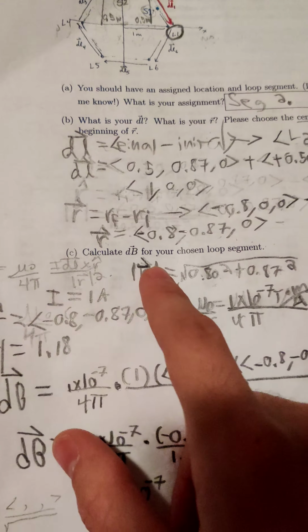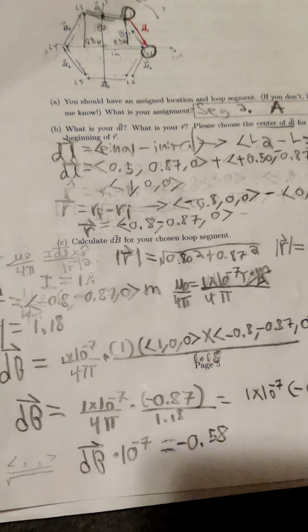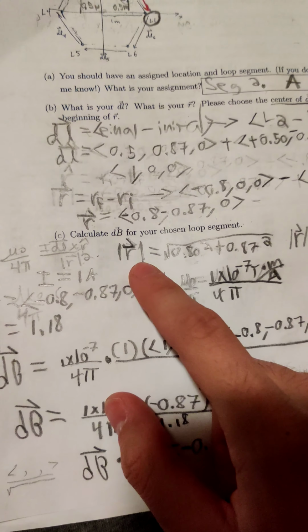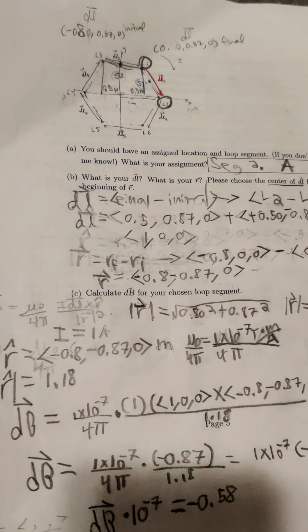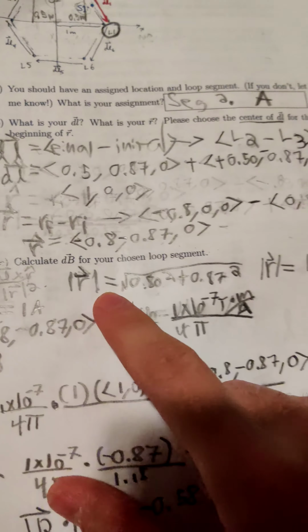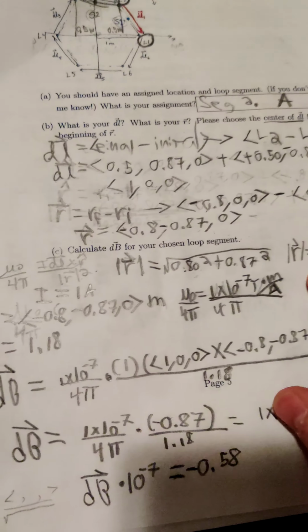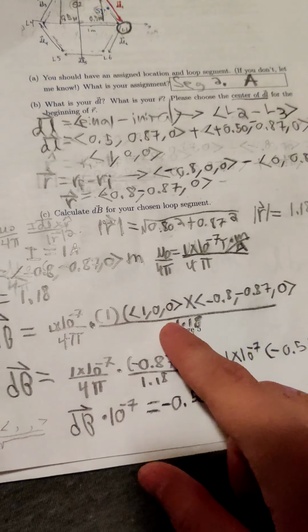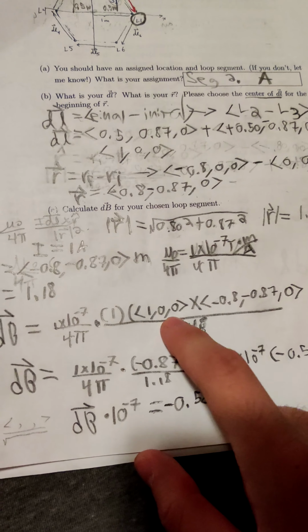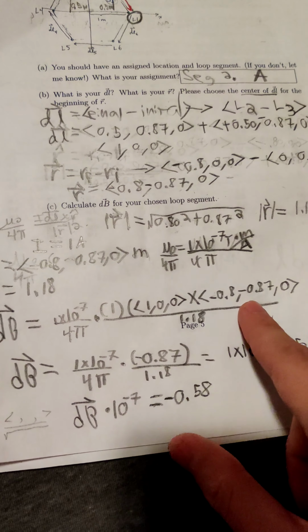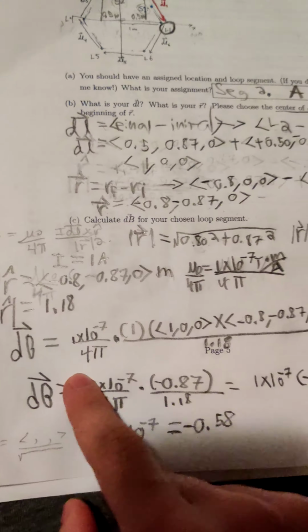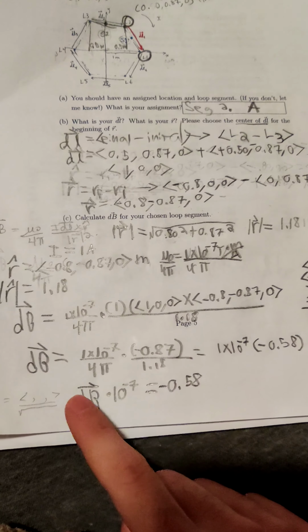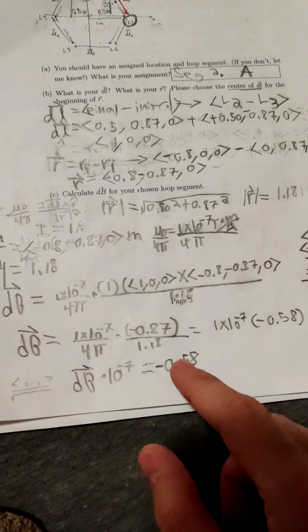And to calculate the magnetic field of the chosen loop segment, I found the magnitude of the vector R, and I did the cross product of the dL vector and the R vector and divided that by the magnitude and multiplied it by the constants, and that's how I was able to get my magnetic field dB equals negative 0.58.